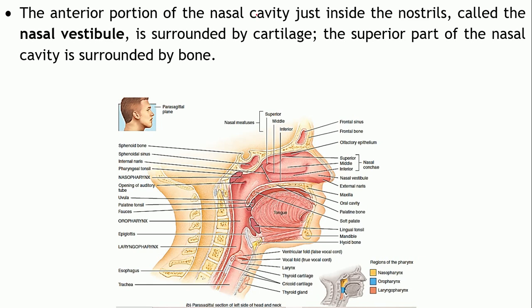And the anterior portion of the nasal cavity, that is, in front, just inside the nostrils, is known as the nasal vestibule, which is surrounded by the cartilage. The superior portions of this nasal cavity are surrounded by the bony framework. Cartilage is present somewhere over here. So the cavity within the cartilage is called the nasal vestibule.